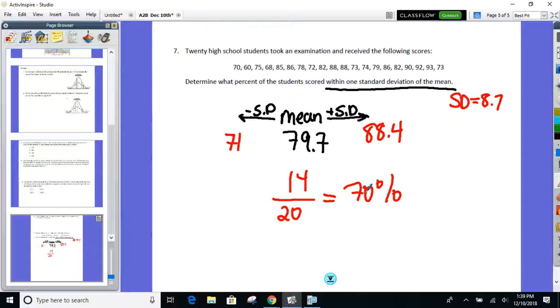Questions, comments, any concerns? We okay there? Within one. Add and subtract. What if I said more than one above the mean? What scores would you be looking for then if I said more than one above the mean? Anything above 88.4. Yep, anything above 88.4.